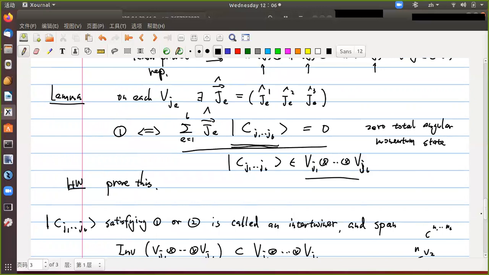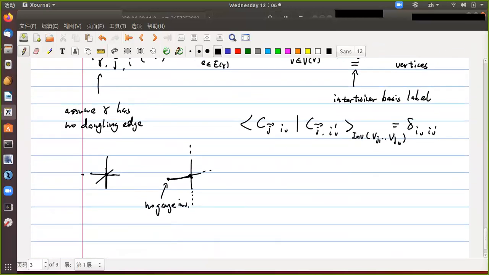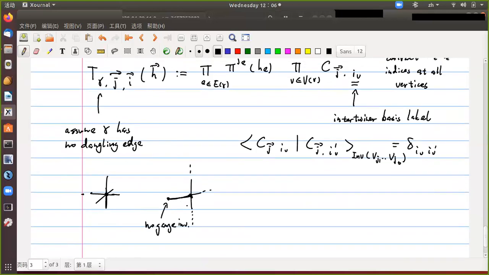Suppose you only have a single angular momentum. Here you have a non-trivial solution because you have 6 angular momenta, but in this case you have no angular momentum. So which means, suppose you have a dangling leg, a dangling edge, your state cannot be gauge invariant.